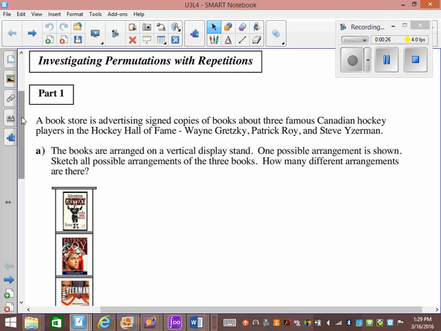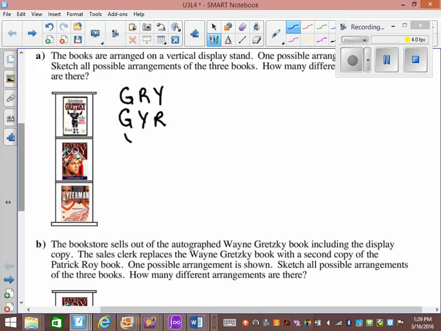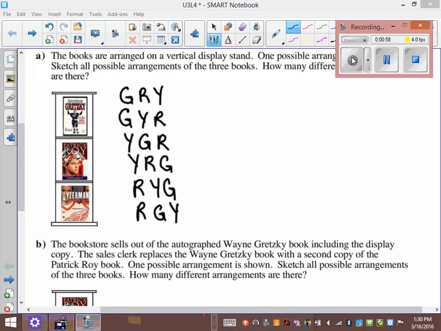Okay. So if we sketched them out, we could have a Gretzky, a Waugh, or an Yzerman. Or we could have a Gretzky, an Yzerman, or a Waugh. Or an Yzerman, a Gretzky, or a Waugh. Or an Yzerman, a Waugh, a Gretzky. Or we could start off with Waugh, Yzerman, Gretzky, or Waugh, Gretzky, Yzerman. So there's 6 different ones.